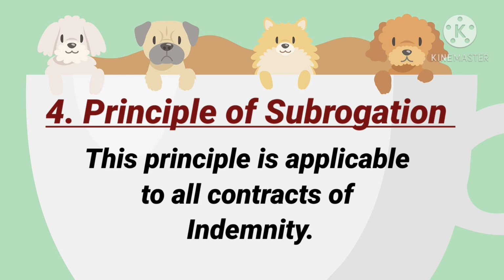The fourth point, principle of subrogation. This principle is applicable to all contracts of indemnity. As per this principle, after the insurer pays compensation to the insured, legal right of the insured property gets transferred to the insurer. This principle is applicable only when the damaged property has any value after the unforeseen event causing damage. Let us see the example.